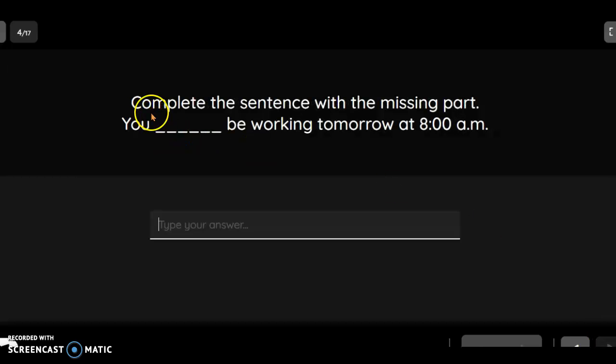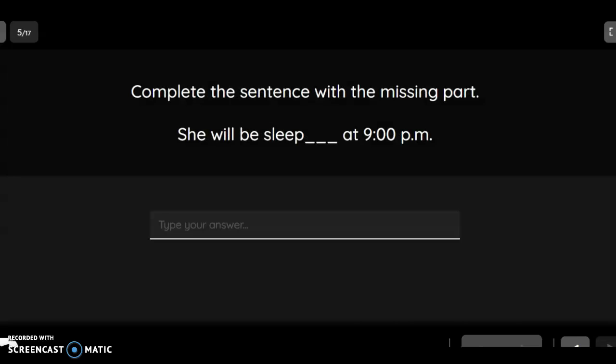Number 1. Complete the sentence with the missing part. Just write the answer. You be working tomorrow at 8 a.m. Okay, copy your answer. Remember the formula. Okay, now I want you to check if you got it correct with a check and if it's incorrect with an X. You will be working tomorrow. Okay, remember, if it's incorrect, to copy the correct answer so that you remember you will be working tomorrow.